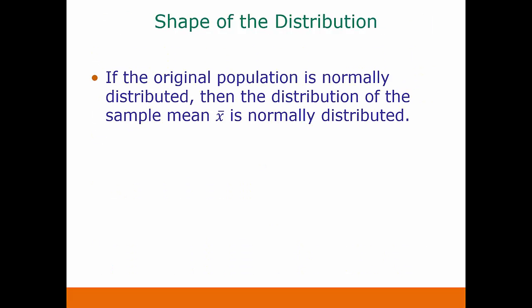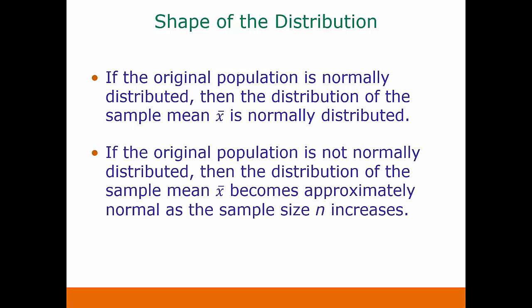Now the shape of the distribution for the sample means depends on what the original population looks like. If the original population is normally distributed, then the distribution of the sample mean x bar is automatically normally distributed. So if the original population has a normal distribution, then so does the sample means. If the original population was not normally distributed, then we don't necessarily have a normal distribution for the sample means, but it gets to be more like a normal distribution as we increase the sample size.